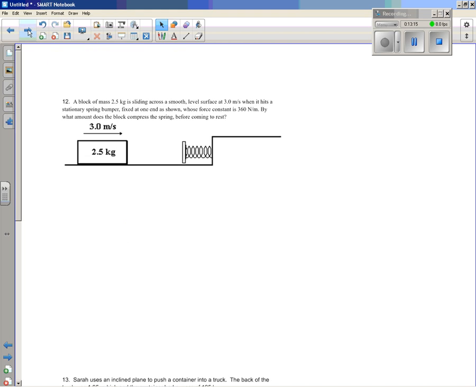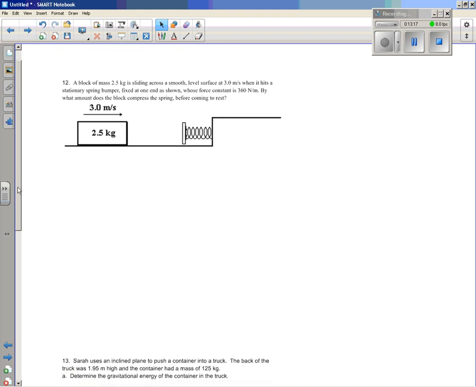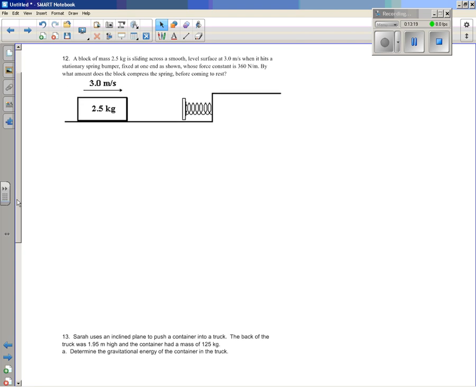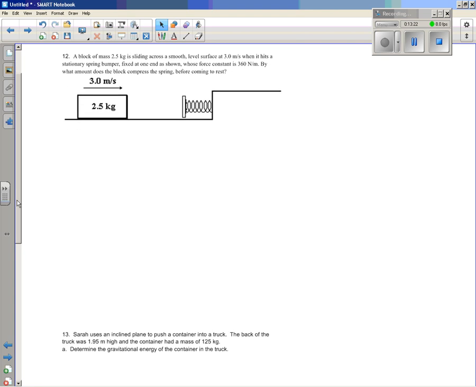Let's try another one like the roller coaster question, except instead of gravitational and kinetic, we're going to deal with kinetic energy and elastic potential energy. A block of mass 2.5 kilograms flies towards that spring at 3.0 meters per second. How much will it compress the spring before it comes to rest?